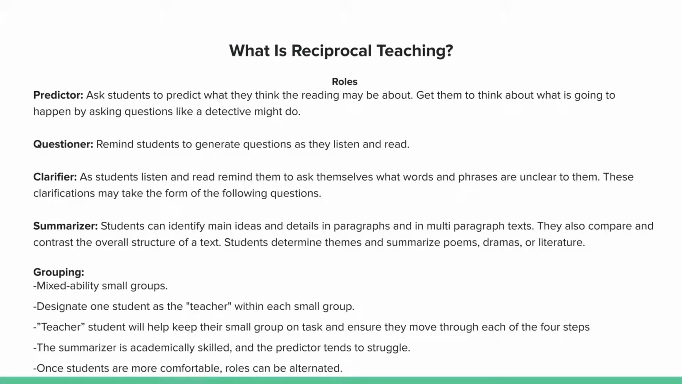And then there's the questioner, and they remind students to generate questions as they listen and read. So they are going to ask significant questions and continue to ask other students about what they are reading. Clarifier, as students listen and read, they remind them to ask themselves what words and phrases are unclear to them. These clarifications may take the form of questions. So often this is your vocabulary piece. This is your vocabulary expert, where they oftentimes will have a computer or device with them to help them clarify some of the unknown words as the group progresses through the reading.